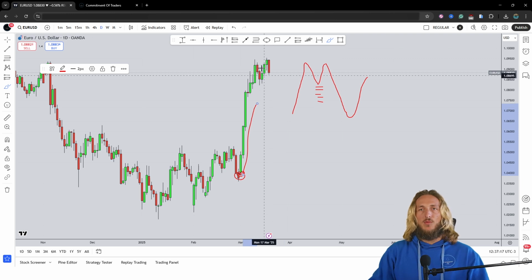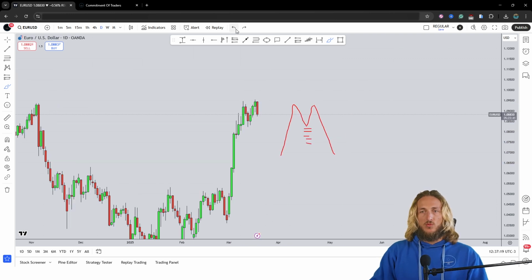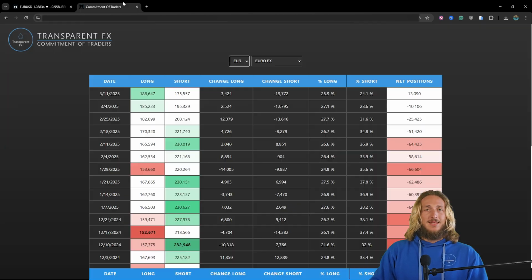But at the moment, what kind of situation do we currently have? Well, before we dig deeper into what we have on the technical side, first let's see what we have when it comes to the commitment of traders, so what the big players in the market are doing. Let's look at the data precisely for the euro.